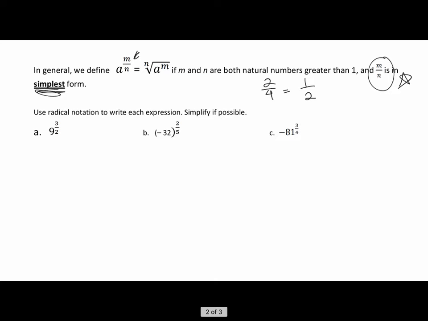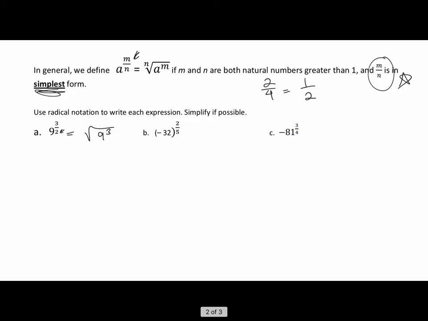Okay. So let's use radical notation to write the expression and simplify if possible. So example A, 9 to the 3/2 says this can be written as a radical where the index is 2, so it's understood, and the radicand is the base with the numerator exponent.